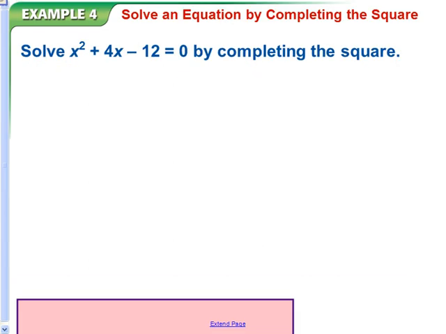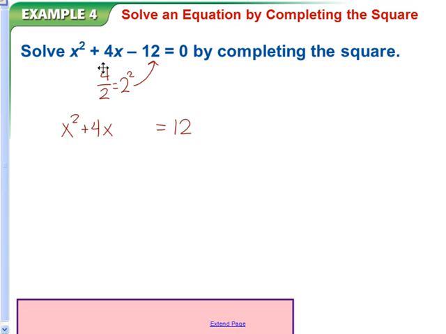All right, so let's try one that does not work out nice. So when we start this problem, we would do 4 divided by 2 is 2, 2 squared. That does not equal 12. So that means that we don't want that 12 there. We're going to move it over. And so I'm going to add 12 to both sides. And make sure you leave that space there because we've got to put a c value in there that actually works.